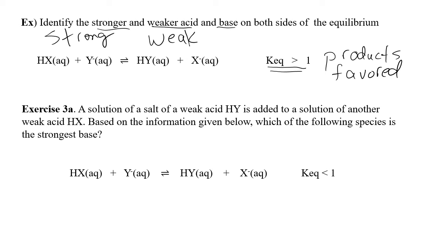So now let's identify the acids and bases. HX has lost a proton, that's your acid, and Y- is the base because it has gained a proton, and we know on the other side HY is its conjugate acid. So now we know what the weak acid and base are. HY is your weak acid, X- is your weak conjugate base. All right, exercise 3 is the same exact scenario, except K is less than 1, so we know the reactants are favored.